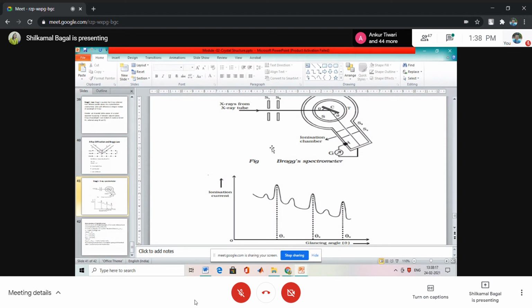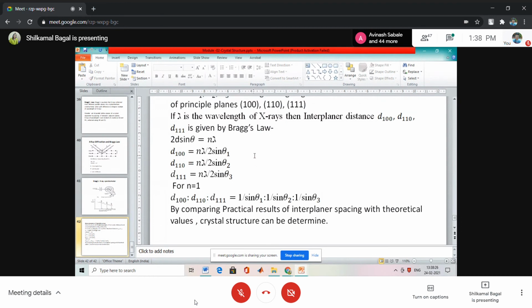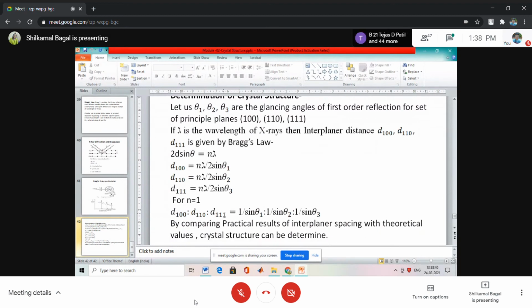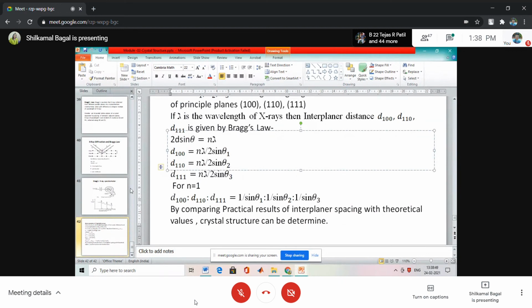But how do we use this spectrometer to determine the crystal structure? यहाँ spectrometer का construction and working explain करना जरूरी नहीं, but you have to explain how to determine the crystal structure by assuming the standard parameters, glancing angle, principal planes, and from the Bragg's law by calculating this interplanar spacing and by comparing this ratio with the theoretical value. Here also you should add this table.